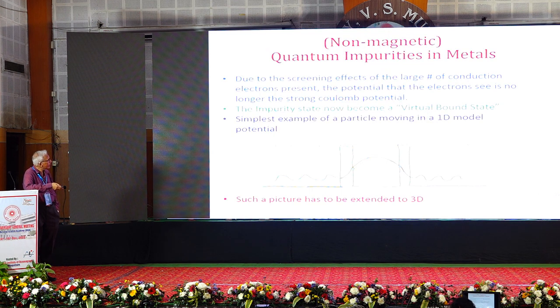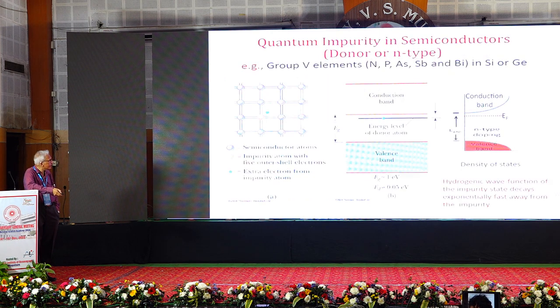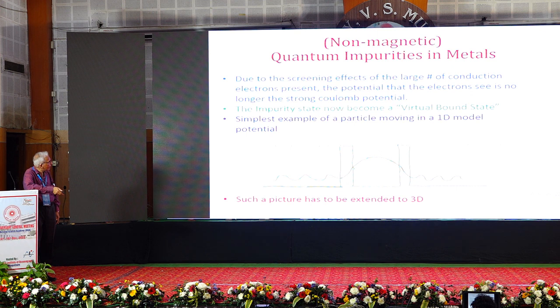But if you put non-magnetic quantum impurities in metals, the thing is very different, because in a metal there is no such separation of a valence band and a conduction band. In fact, you can picture the bands overlapping, so there's no separation. What happens is that there are a large number of conduction electrons, and the potential that the electron sees is no longer the strong Coulomb potential. It sees something called a screened Coulomb potential, and this impurity state now becomes what is called a virtual bound state.